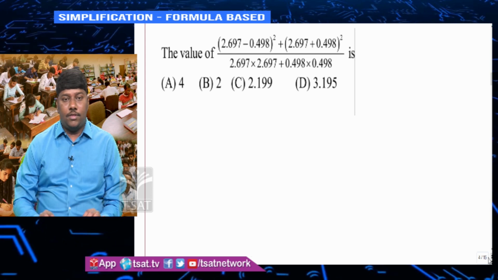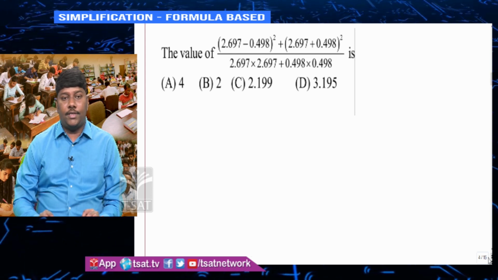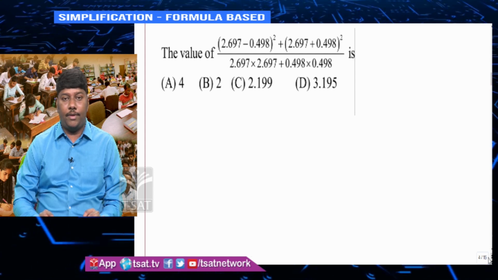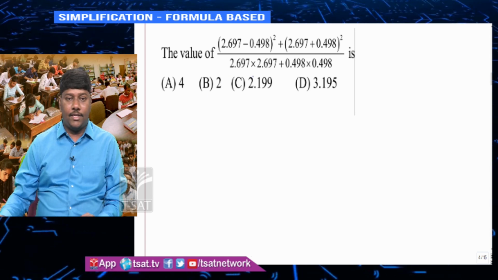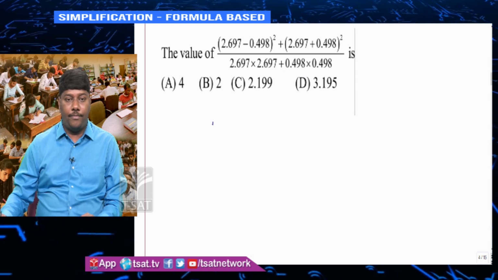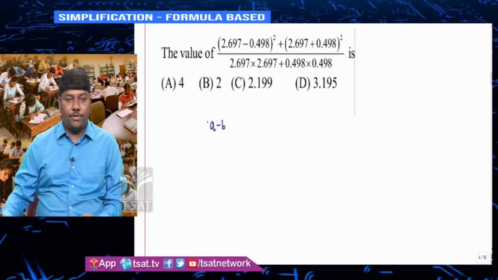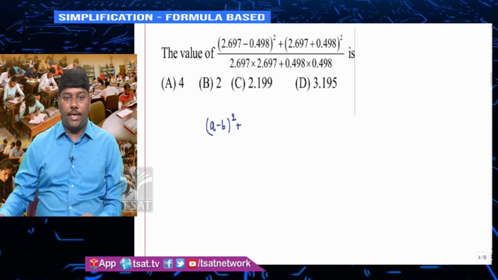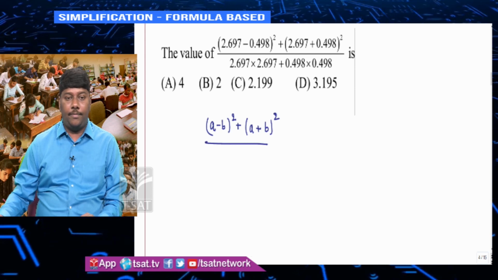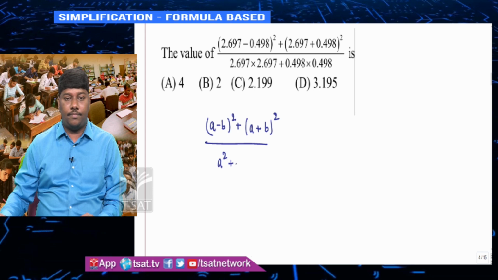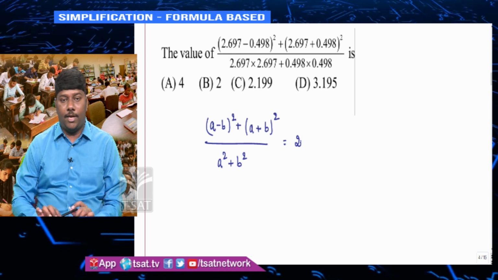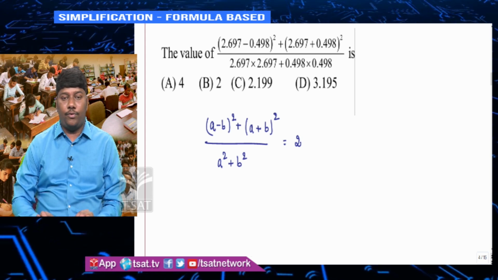Now look at this question. This question is 2.697 minus 0.498 whole square, it is like a minus b whole square plus a plus b whole square divided by 2.697 into 2.697. That is, you can say a square plus b square, simply in the form of a minus b whole square plus a plus b whole square divided by a square plus b square, which is equal to, we know, 2. We have already discussed this formula in the previous class. The result is 2. But what is a here?